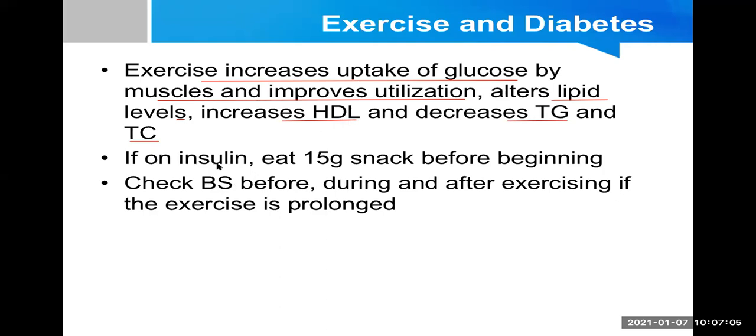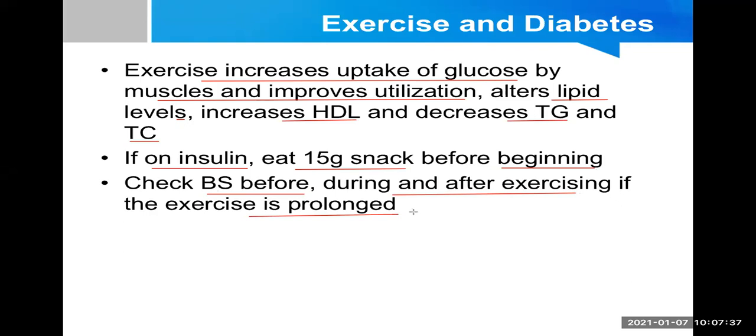If the patient is on insulin, for example a patient with type 1 diabetes, and that patient wants to go for exercise, this patient should eat 15 grams of snack before beginning the exercise, because there is a high chance of hypoglycemia. Check blood sugar, BS, before, during, and after exercising, if the exercise is prolonged, just to make sure the patient doesn't develop hypoglycemia.